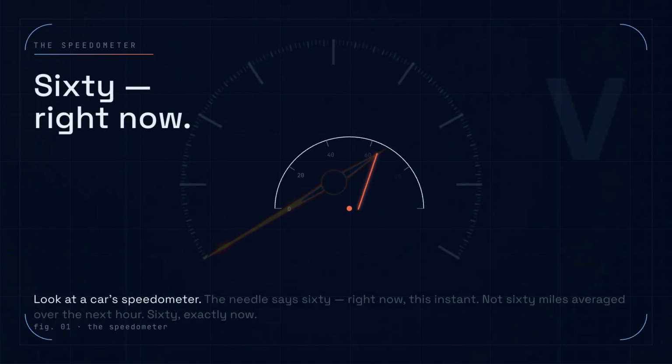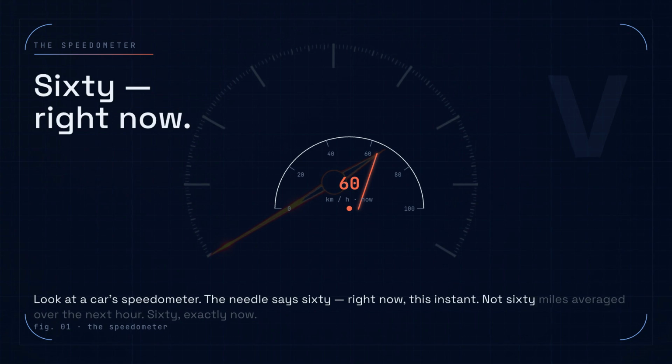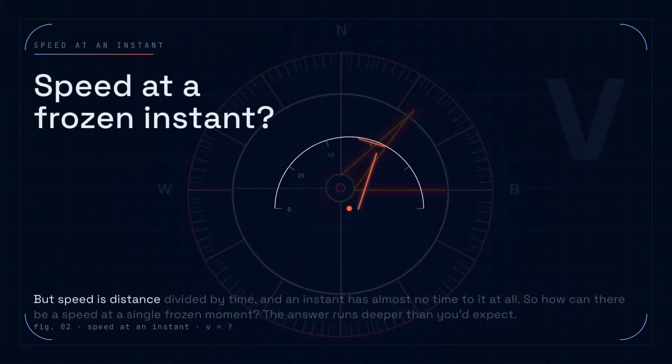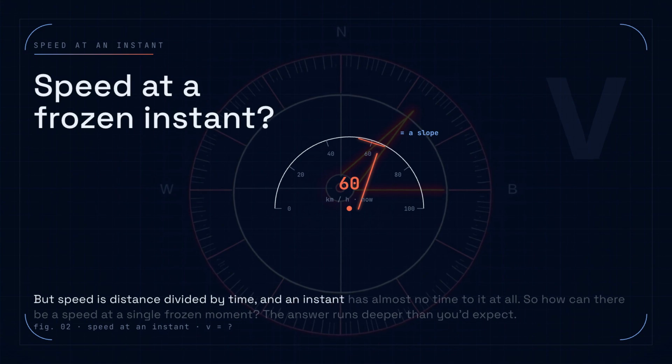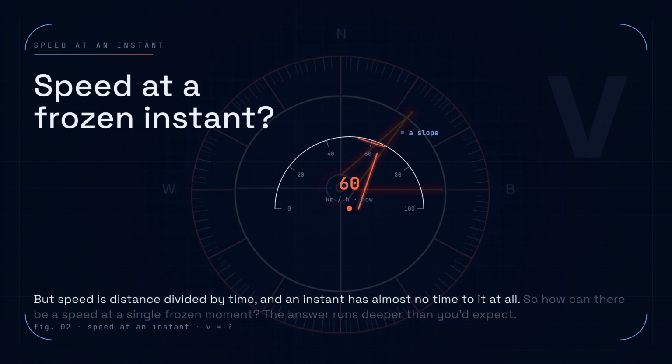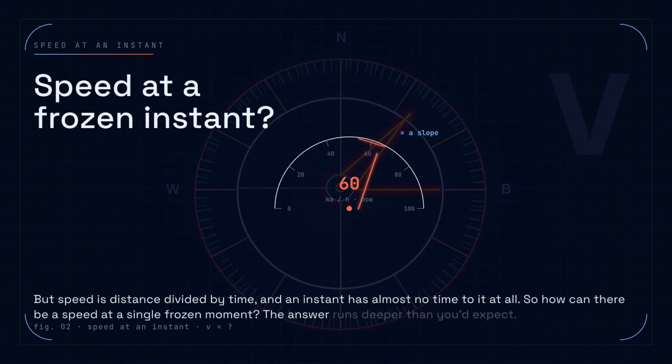Look at a car's speedometer. The needle says 60 right now, this instant, not 60 miles averaged over the next hour, 60 exactly now. But speed is distance divided by time, and an instant has almost no time to it at all. So how can there be a speed at a single frozen moment? The answer runs deeper than you'd expect.